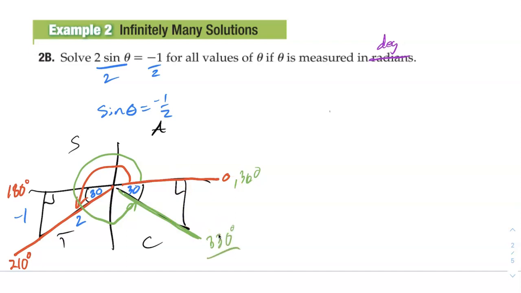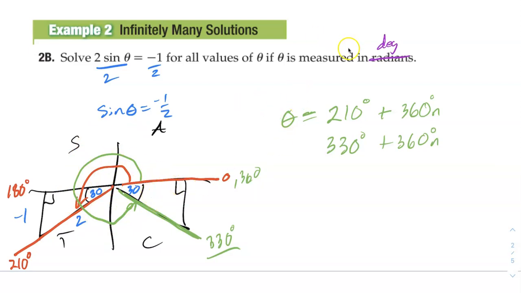So my answers are theta equals 210 and 330. But remember, they said for all values of this. So it's a circle. You could go around a circle as many times as you want. So the way we compensate for that is anytime they want that, we just go plus 360n. Because you get 210, you just add; you go around in circles or backwards in circles as many times as you want.